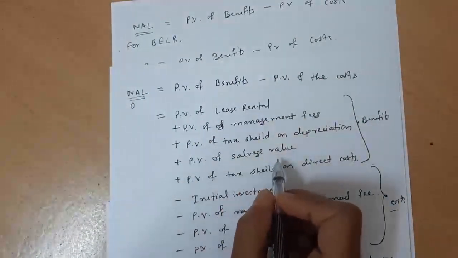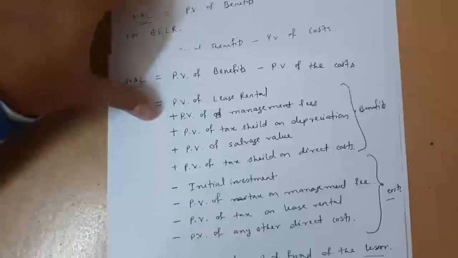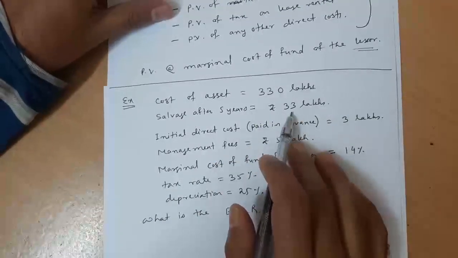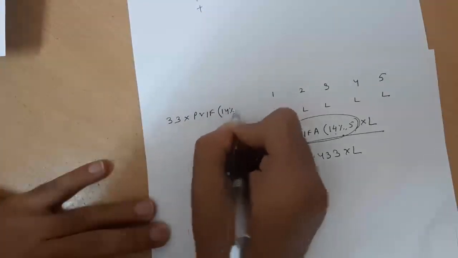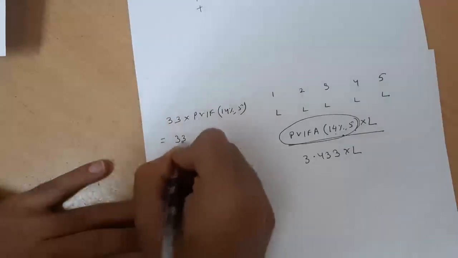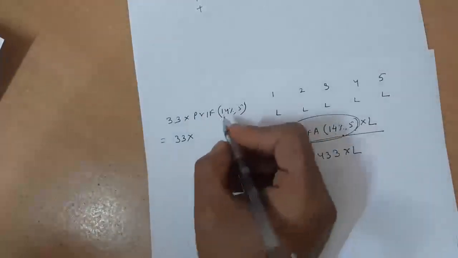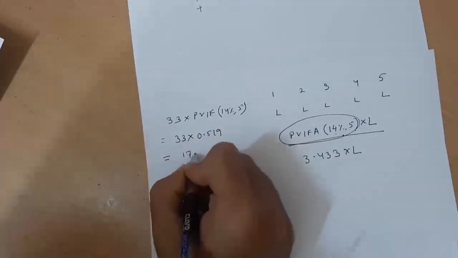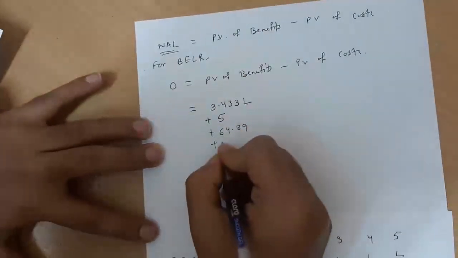present value of the salvage value. Okay, the salvage value of the asset, what will be the present value of that? Now see what is the salvage value given. The salvage value was given as 33 lakhs after 5 years. So if after 5 years it is 33 lakhs, what will be the present value? So 33 lakhs into PVIF, 14% 5 years. The number is 0.519 from the table. So if you multiply it, it will be 17.127 lakhs. So the present value of the salvage value is 17.127 lakhs.